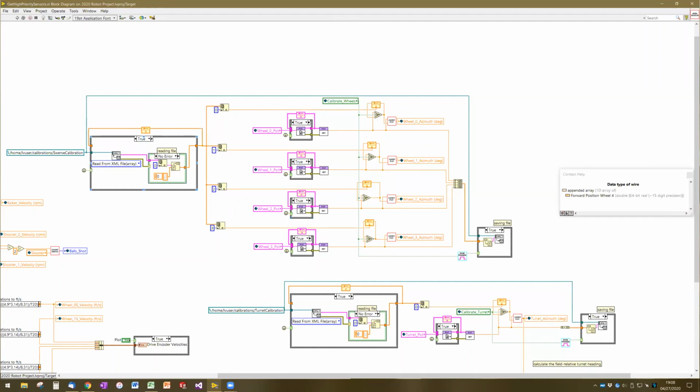Again, the reason that the whole file read is inside of the case structure is because the file read operation is expensive, and we only want to do it when we first boot up the robot, and we don't want to keep reading files the entire time the robot is on. Does anyone have any questions or comments on the calibration process for the Swerve modules? Okay.